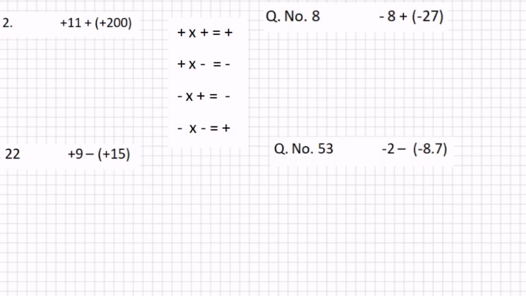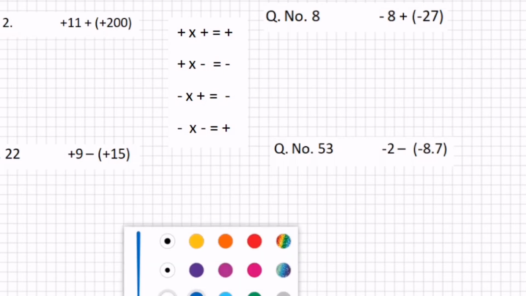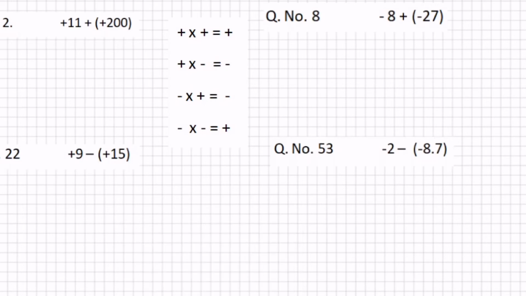I am writing here with the purple pen. So plus 11, and now here the plus into plus, so I wrote here plus into plus is equal to plus. When you multiply plus with plus, the answer will be plus. So I am writing here plus into plus, so plus. Now no need to write the bracket.